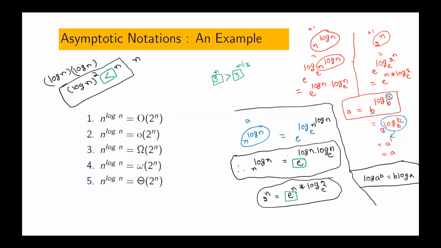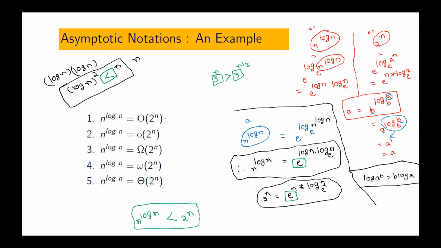Is that correct? Yes. So based on this, finally, which one has lower order of growth? Log n into log e. It is strictly lower than 2 power n. We know this result. Once the relation is known, we can easily say whether it is true or not.